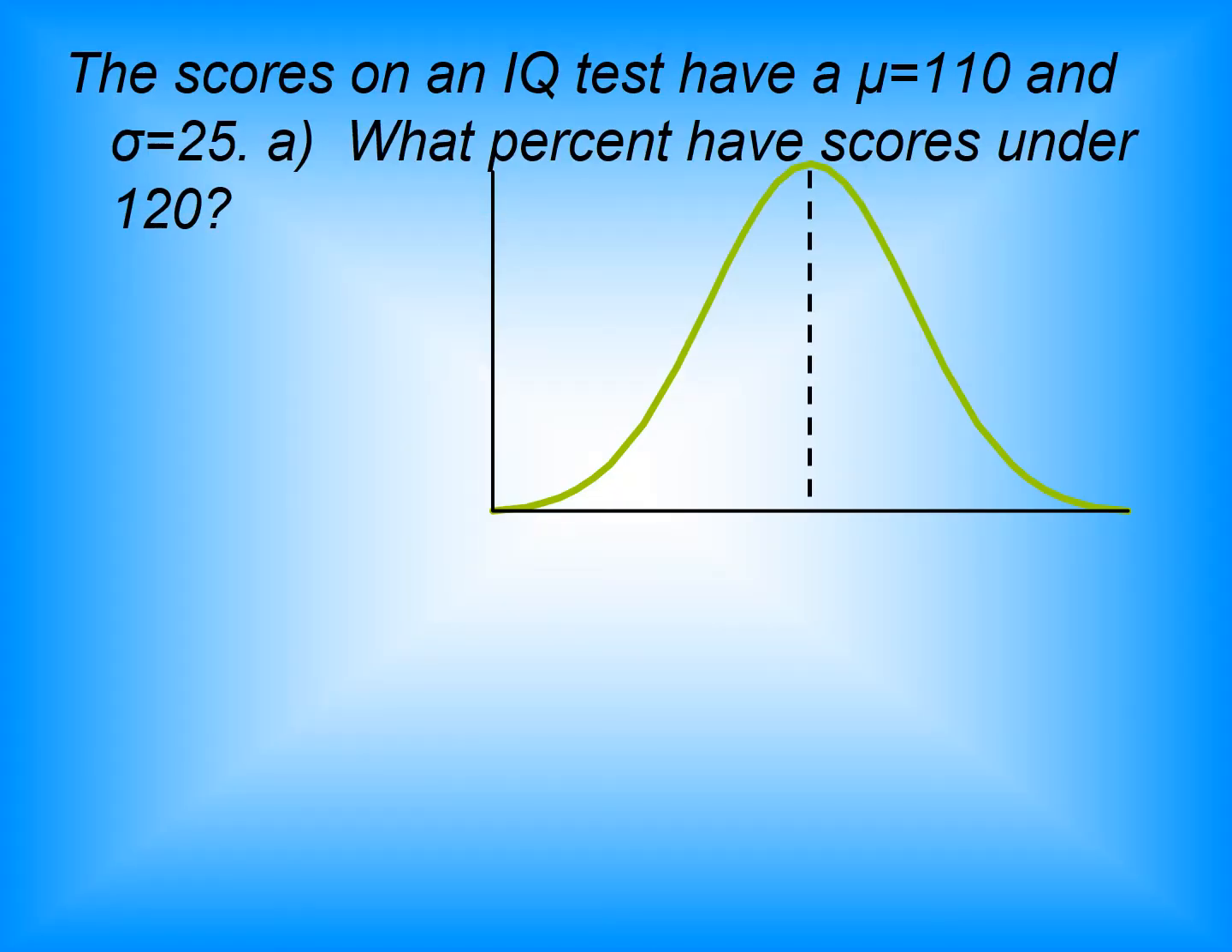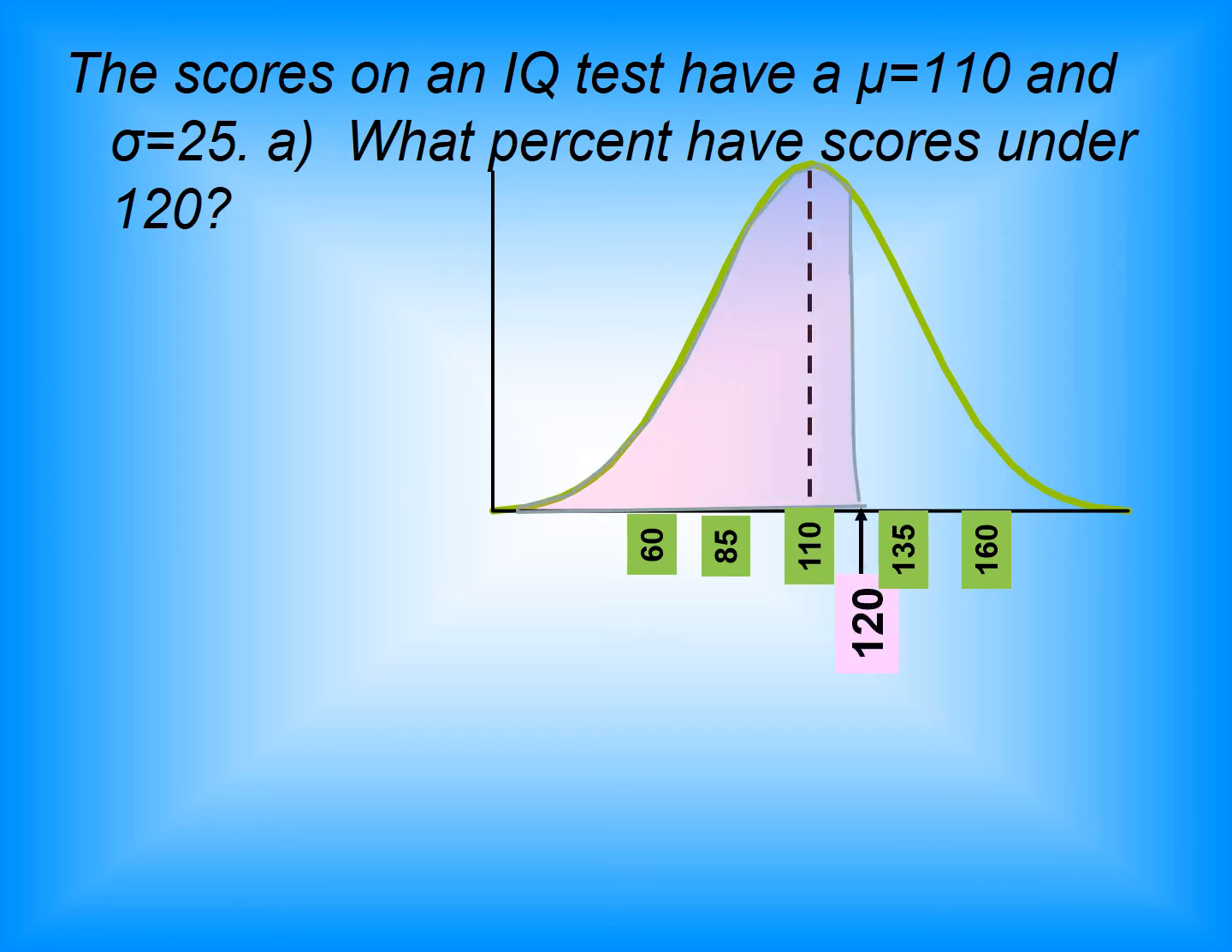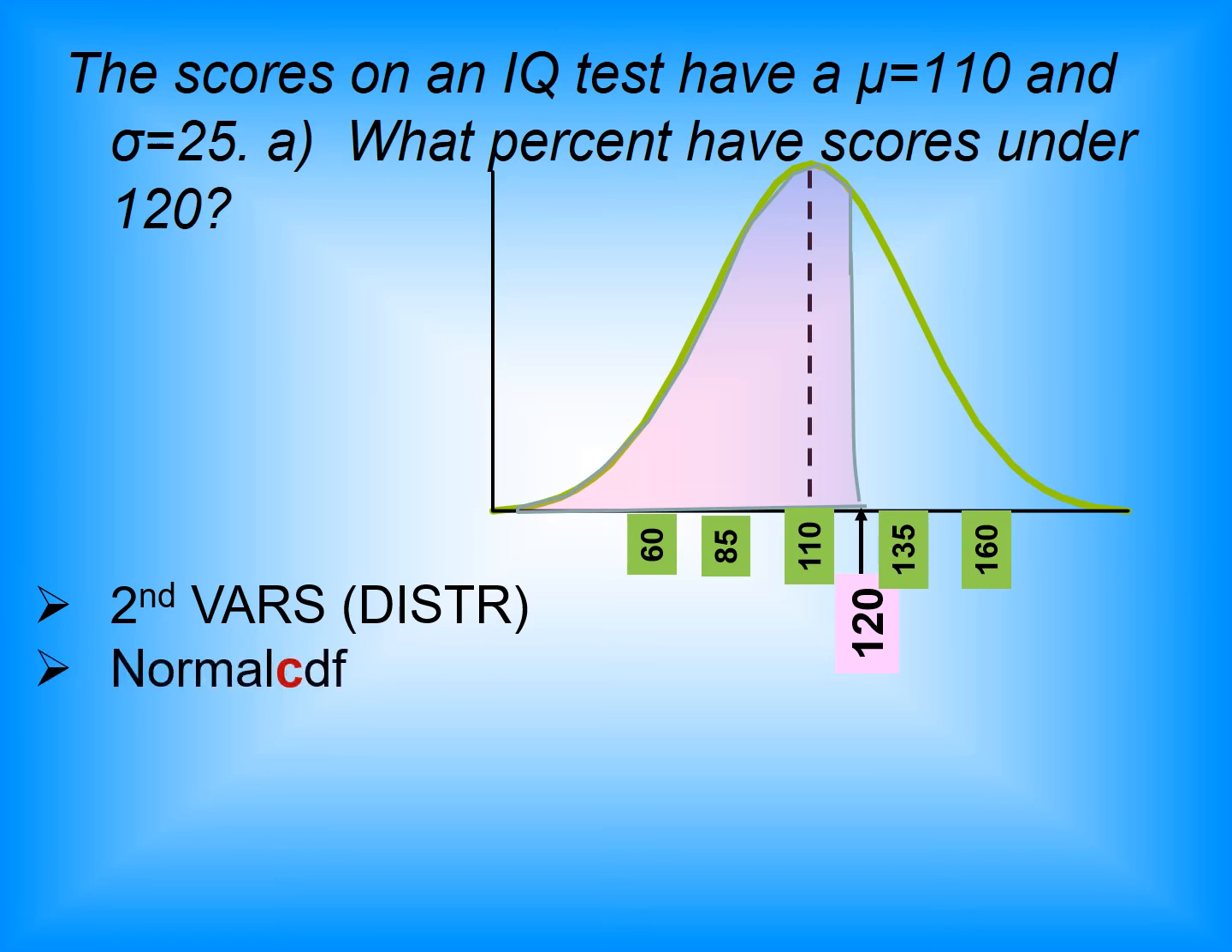Second question, the scores on an IQ test have a mean of 110 and a standard deviation of 25. I set it up on my chart, my graph. The question is, what percent have scores that are under 120? I'll go ahead and put 120 on my graph, and I shade to the left because of the word under. I'm going to do this using my TI calculator, second vars, again, the distribution. We're going to look for normal CDF.